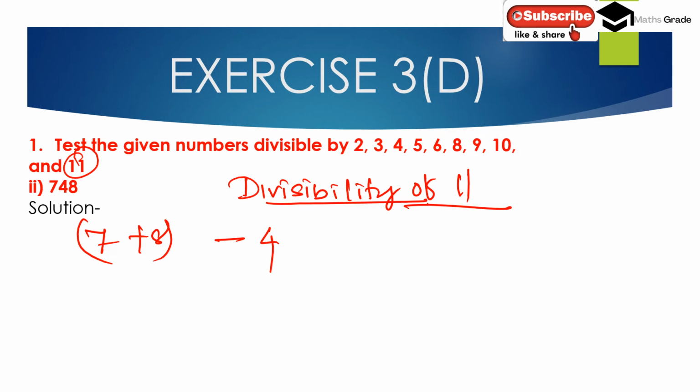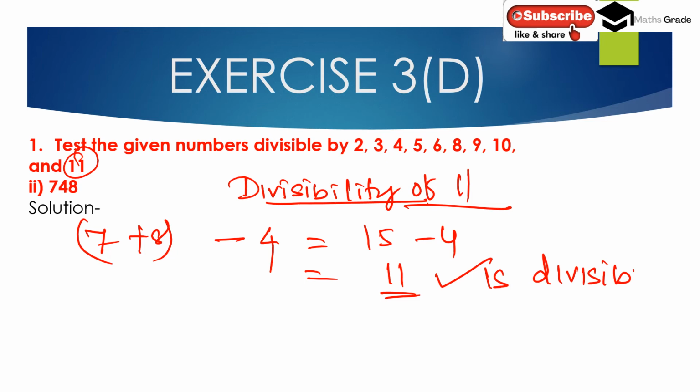7 plus 8 is 15. 15 minus 4 is 11. And 11 is divisible by 11. So 748 is divisible by 11.